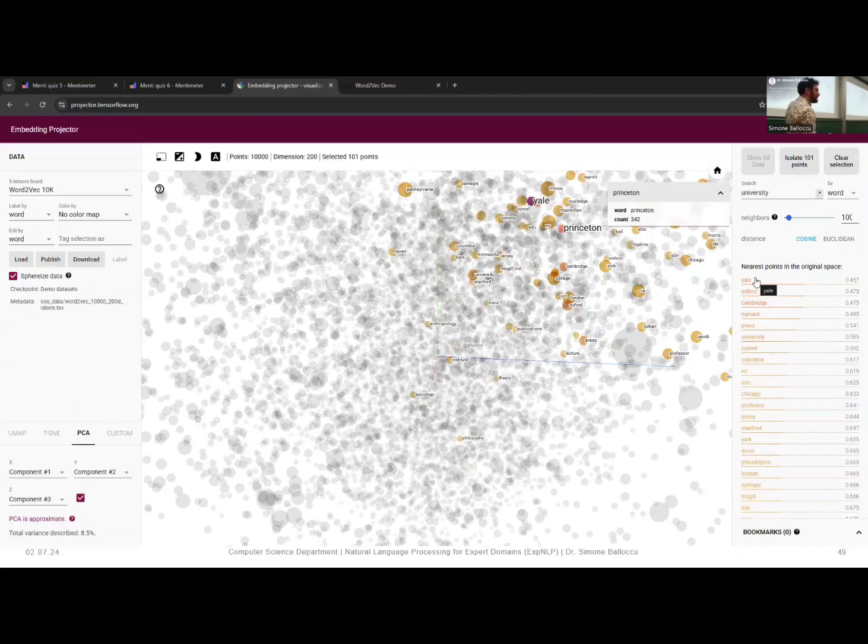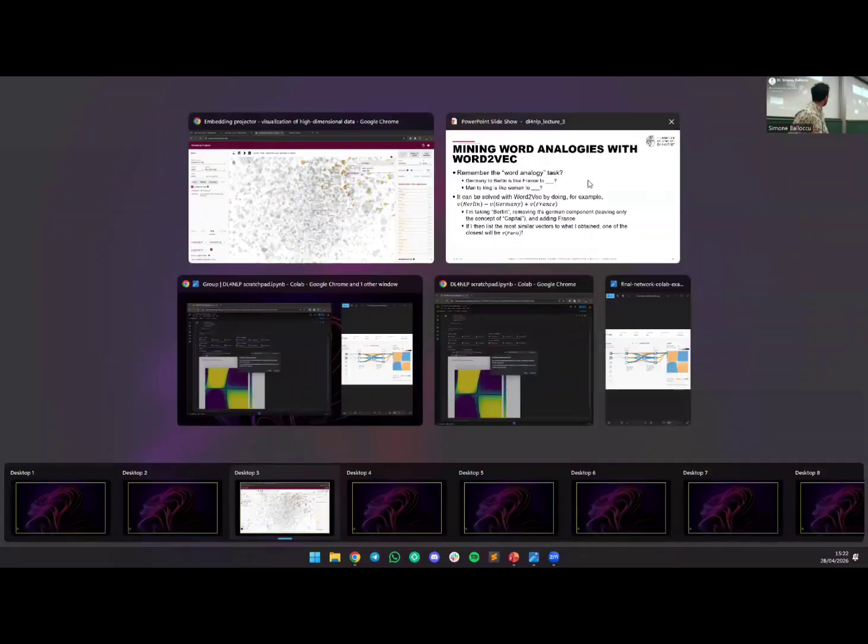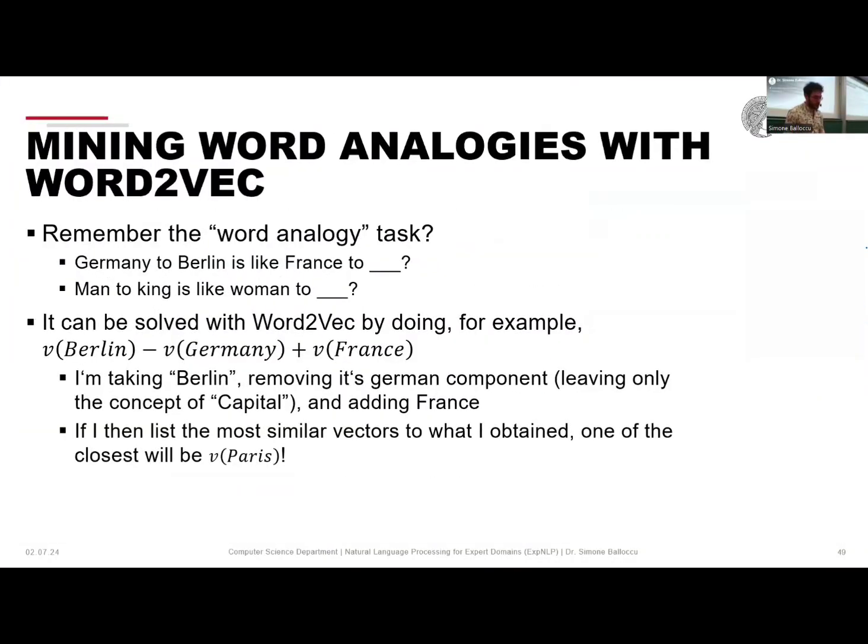But remember, this is a three-dimensional representation of a point in 300 dimensions. So while the cosine similarity you see here is calculated on the whole dimension, PCA can only approximate, so it makes sense that you don't see them close. So that's a bit of a taste of how word embeddings work.